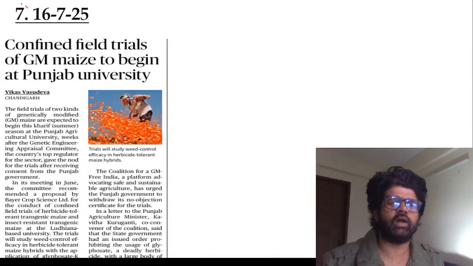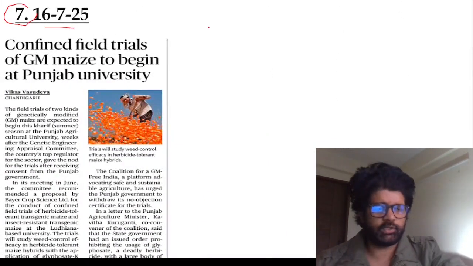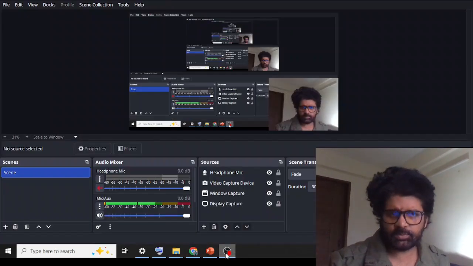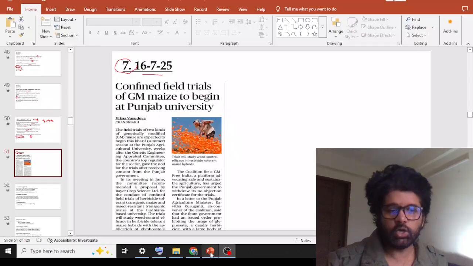Next article, seventh article of the day, 16th July 2025. Confined field trials of GM maize. So again, there will be tricky terms which we have to keep in mind, because we are good boys and girls. So, GM maize field trials.